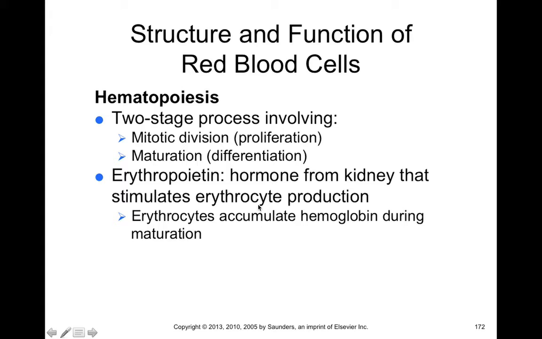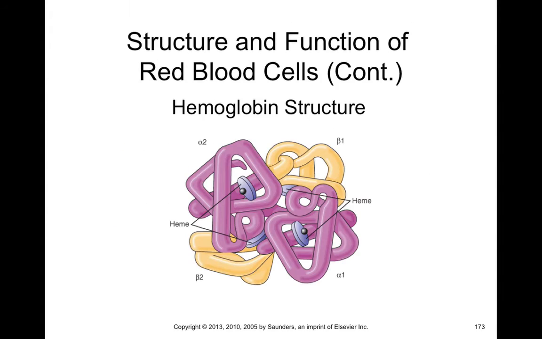So what happens is the kidneys will sense when blood oxygen levels are low, and they'll release erythropoietin in order to stimulate red bone marrow to make more red blood cells. And then when you get more red blood cells, blood oxygen levels may rise and bring you back to homeostasis.